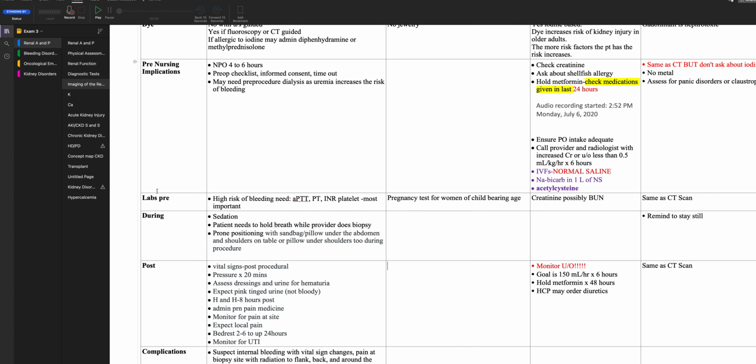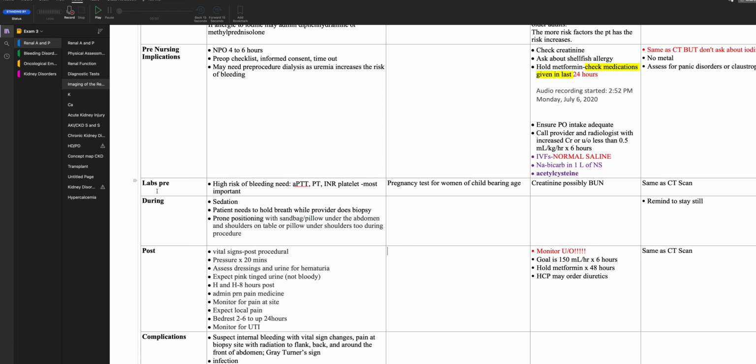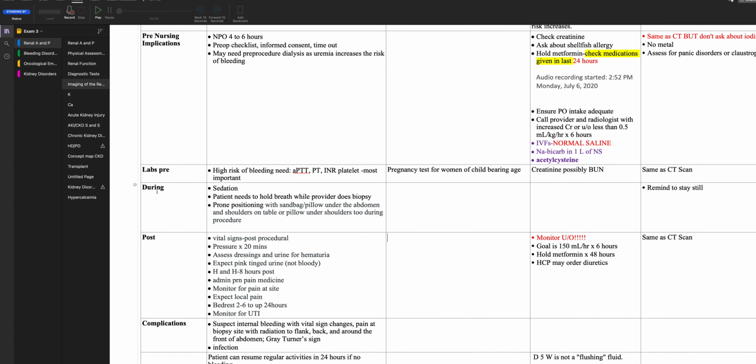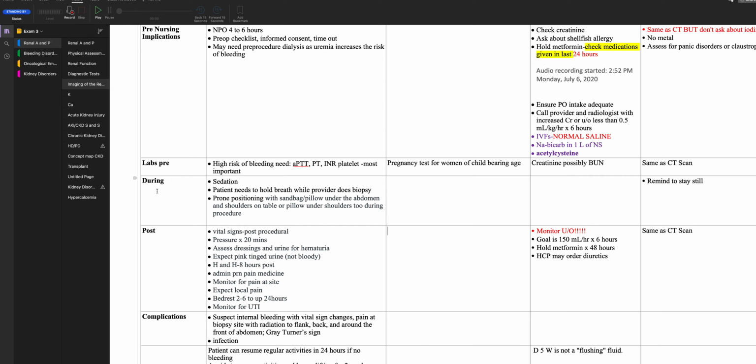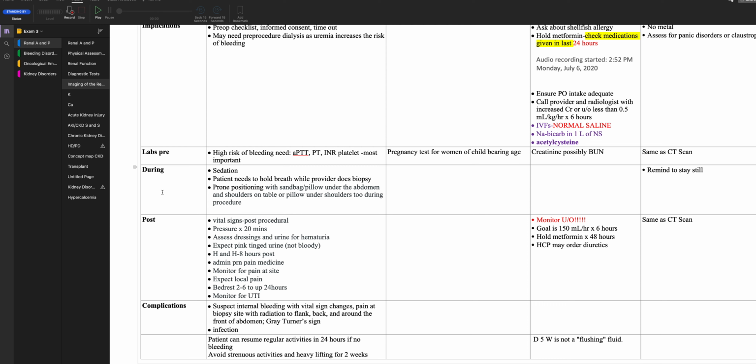You need to check the H&H. You're going to administer your pain meds. You expect pain at the site. Bed rest could be up to 24 hours. Now, remember I told you the kidney is very vascular. You have to keep these patients on bed rest and quiet, and don't allow their blood pressure to get too high, because then they're going to start bleeding.